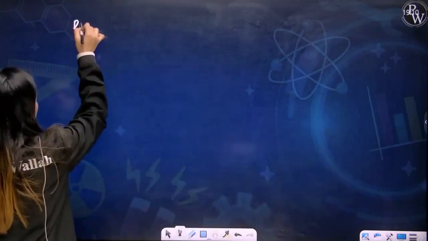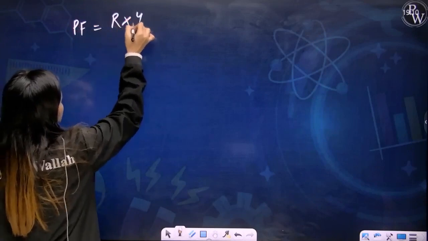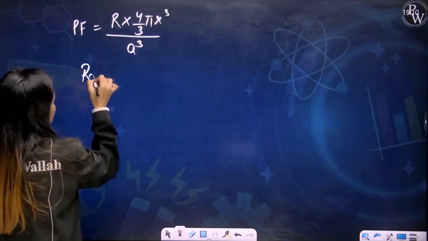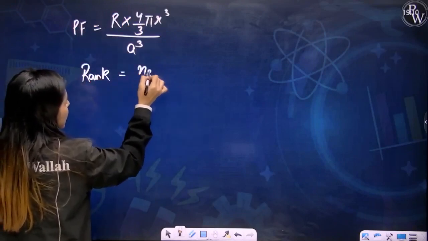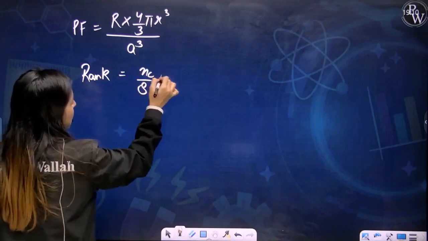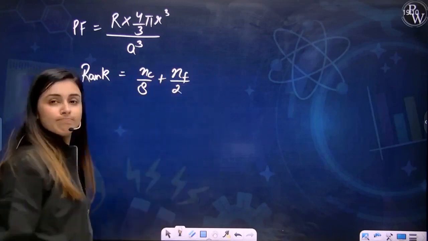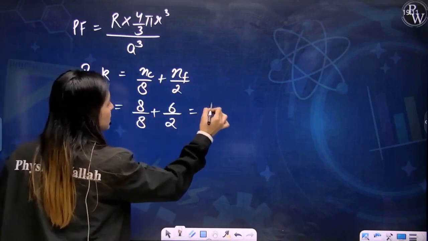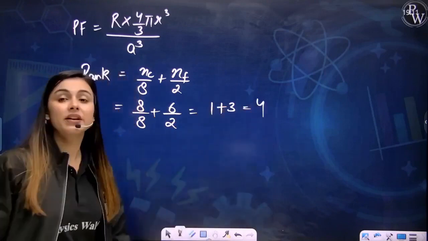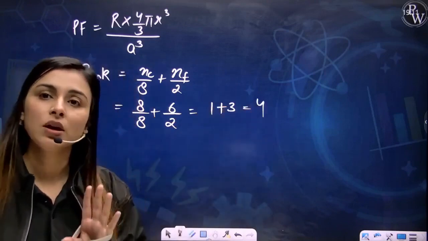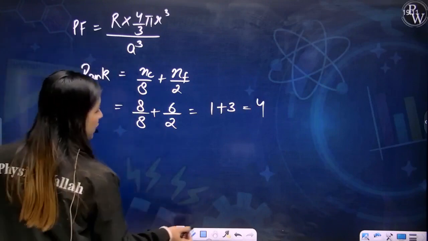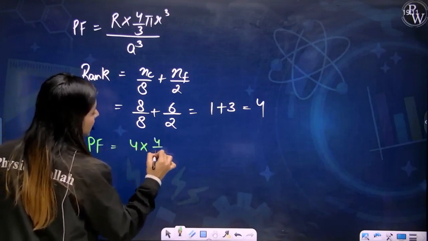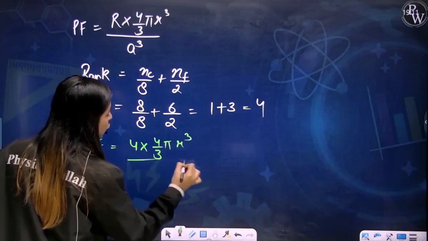Packing fraction will be equal to rank into 4 by 3 pi r cube upon A cube. I know that rank for a face-centered unit cell will be NC by 8 plus NF by 2. Right? Yes. You have 8 at corners and you have 6 at face centers. So this would be 1 plus 3, which is equal to 4. So the rank for a face-centered unit cell came out to be 4. Right? Yes. Now let's incorporate all the values in this. Your packing fraction will come out to be 4 into 4 by 3 pi r cube upon A cube.